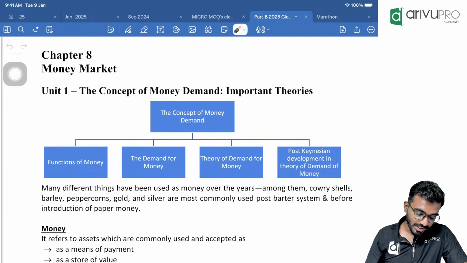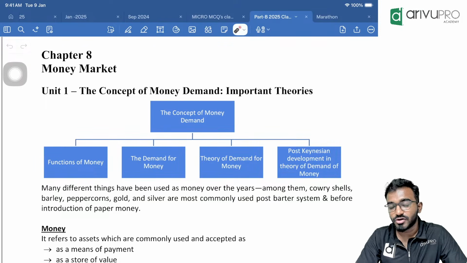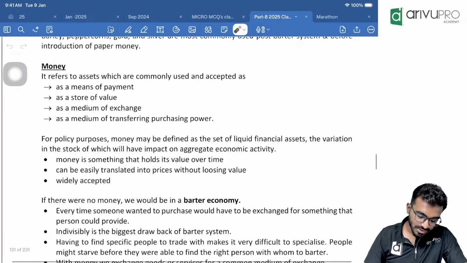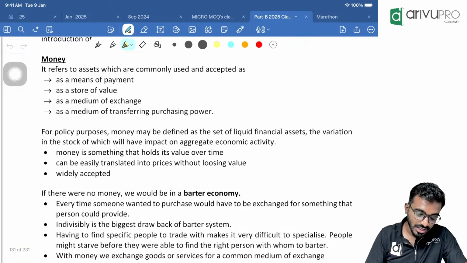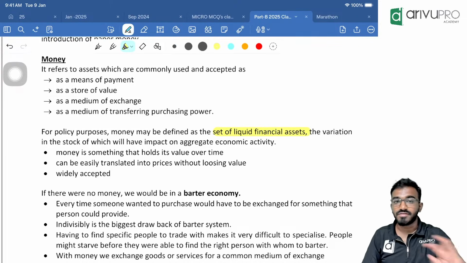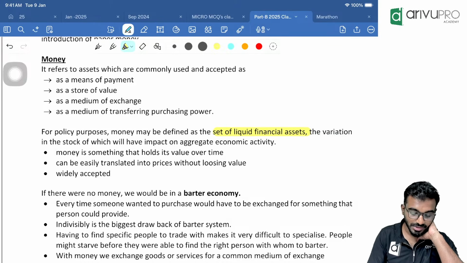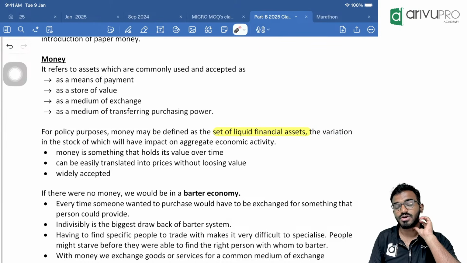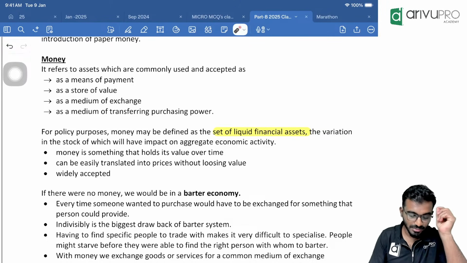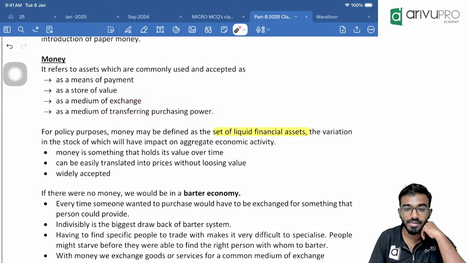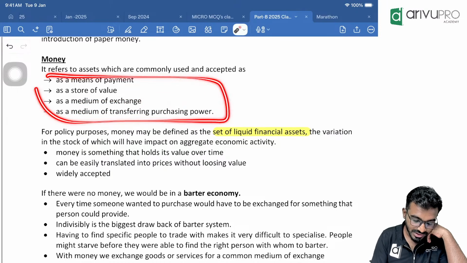So unit 1, money demand. Why do we need to demand money, or what exactly does money refer to? As a policy purpose, money is called a set of liquid financial assets. Any variation in the stock of money will always impact the nation's economic performance. When we speak about money, we also call it a legal tender. Legal tender, which is generally used as a means of payment, store of value, medium of exchange, medium of transferring purchasing power. These are all the characteristics of money actually.